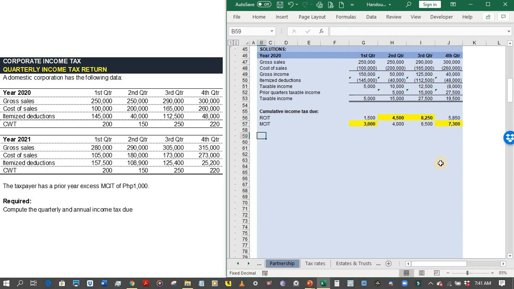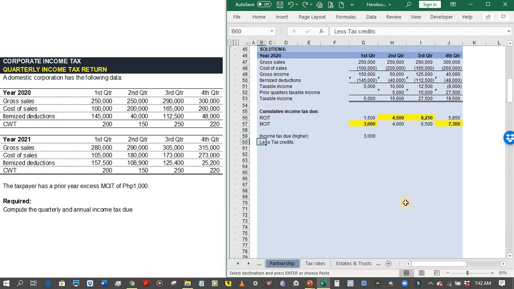So now let us compute for the income tax still due and payable for each quarter. So let us start with the income tax due, which is the higher amount between RCIT and MCIT for each quarter. So for first quarter, the higher amount is MCIT, that is 3,000 pesos. Then this will be reduced by any tax credits available.